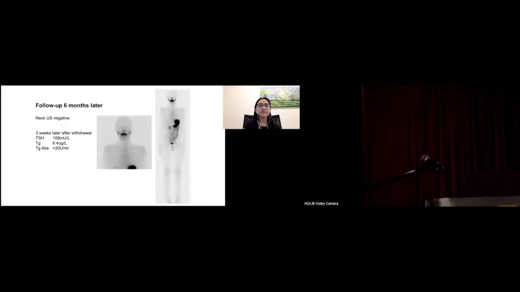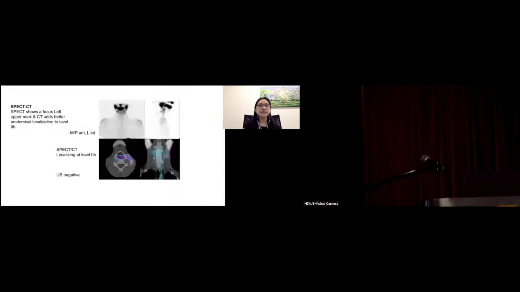In follow-up, 6 months later, neck ultrasound is negative and TG is 6.4, and the whole body scan shows a small lesion uptake at the left upper neck, and with CT it adds better anatomical localization to level 2B cervical nodes.